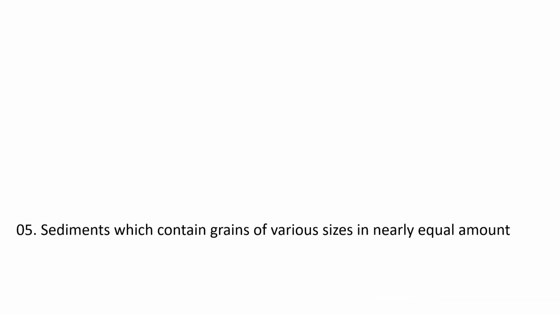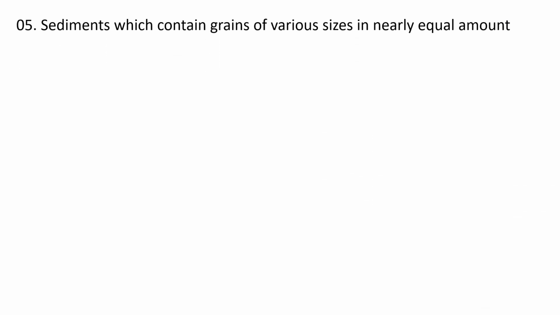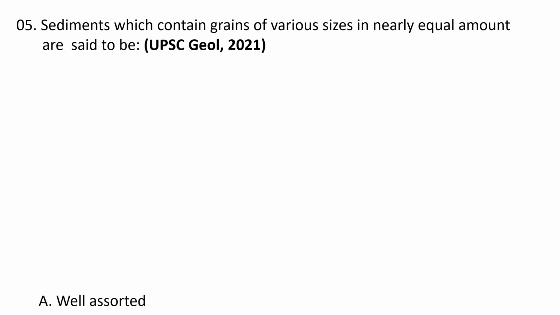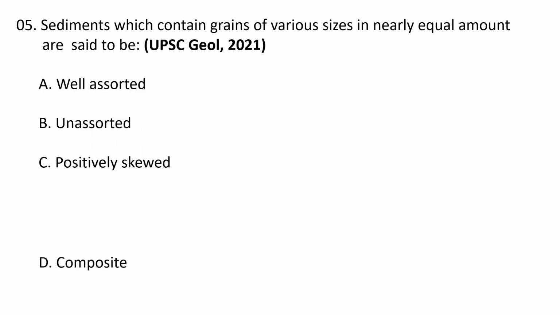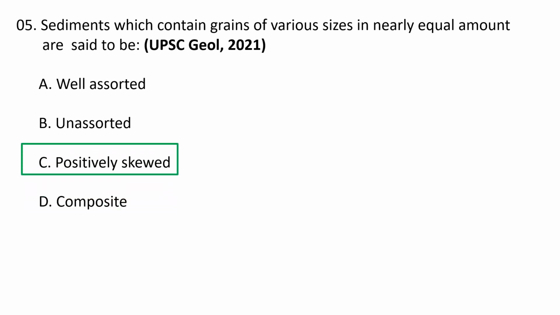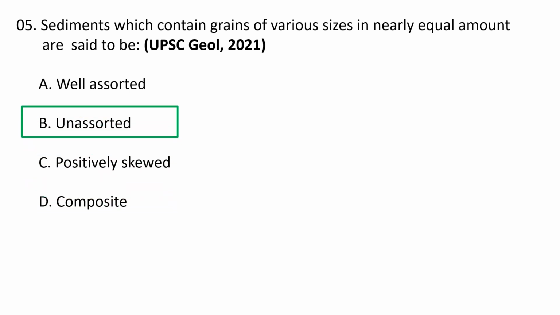Coming to the fifth question. Sediments which contain grains of various sizes in nearly equal amounts are said to be: A, well sorted; B, unsorted; C, positively skewed; and D, composite. The correct answer is B, unsorted.